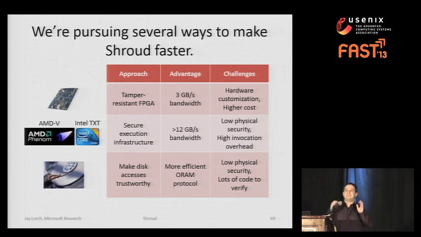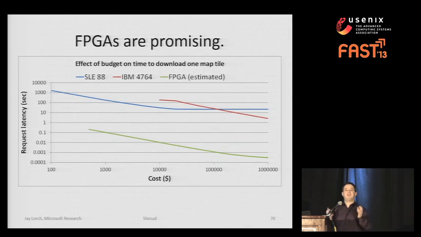But if we can make disk accesses trustworthy, then we can use much more efficient Oblivious RAM protocols that assume a large amount of memory on the trusted coprocessor. But again, you're compromising on physical security. If you don't want to compromise on physical security, FPGAs are the most promising way to go, and we've done some initial simulations. They suggest that at modest cost, on the scale of a data center, for about $10,000, you could get latency down to about 10 milliseconds.